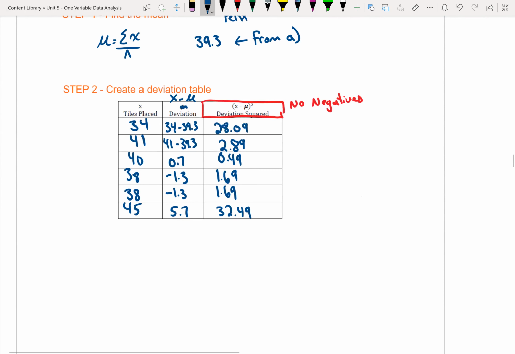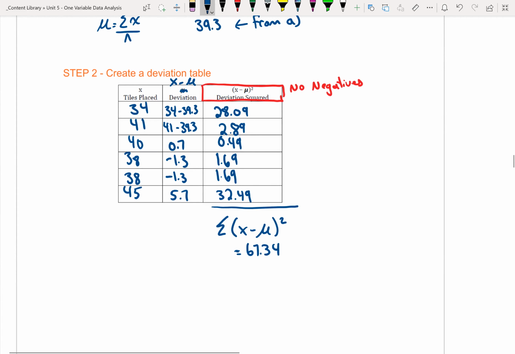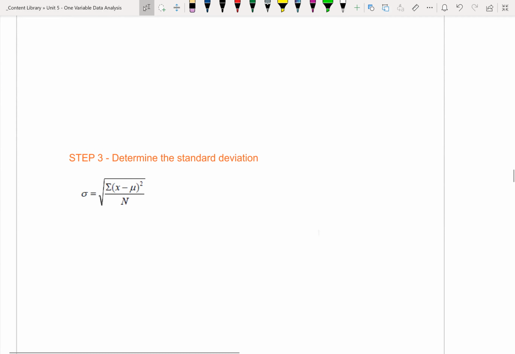Finally, what we have to do is add all of our values up. Basically what we're doing is finding the sum of x minus the mean squared. So we're taking all of these values, adding them up, and it works out to 67.34. So after we've done this deviation table, we can now calculate our standard deviation.